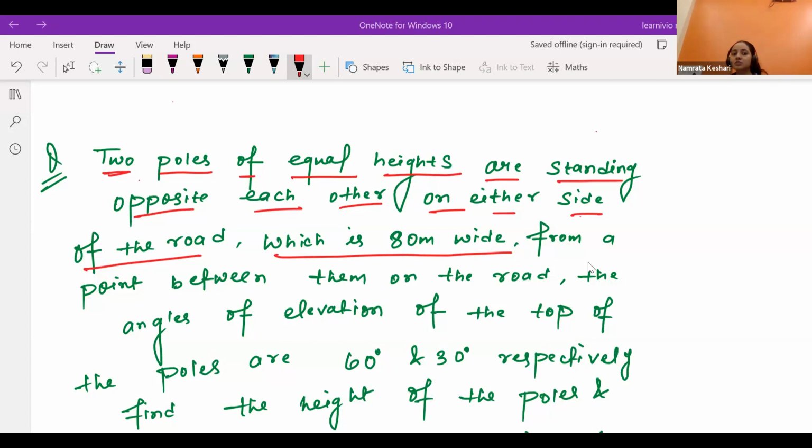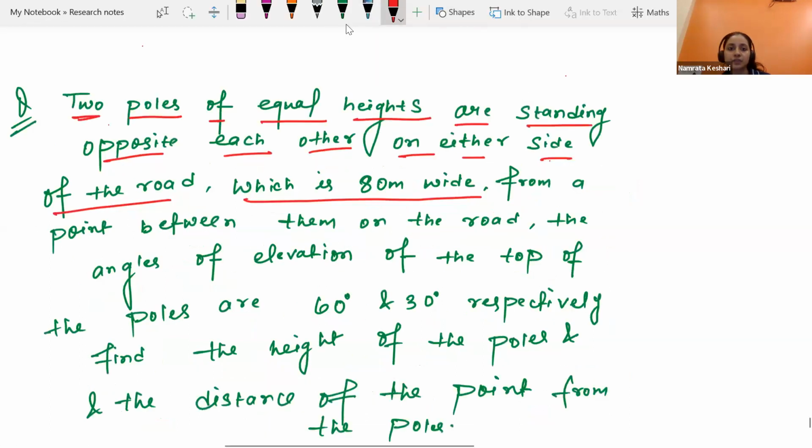so the question says that two poles are there. Let's draw the figure. This much is clear to all of us, right? Right, this much is clear that there are two poles. There are two poles having the same height, exactly the same height.